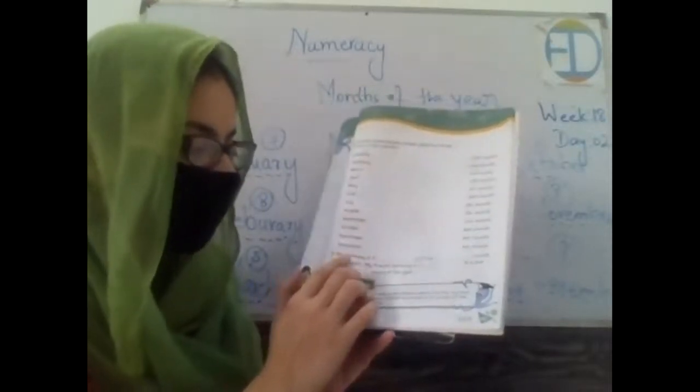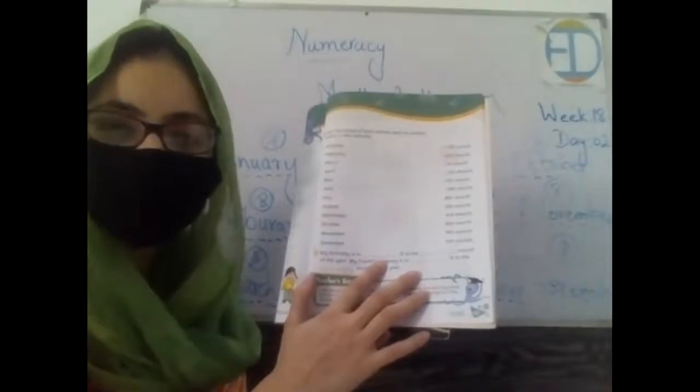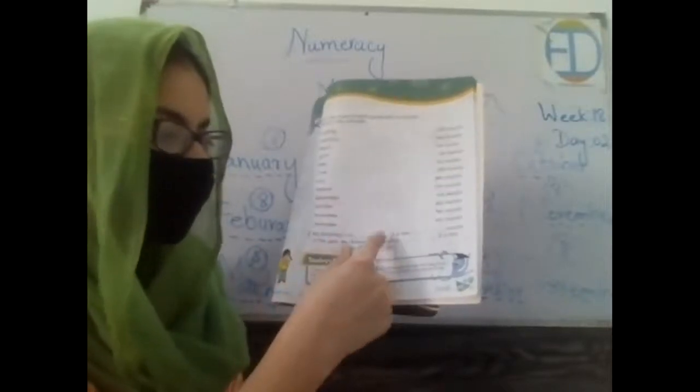Now, at the bottom of the page, there are 2 blanks that you are supposed to fill. The first one says, my birthday is in dash. Let's say my birthday is in February, so I'll be writing February over here. My birthday is in February. It is the dash month. It is the second month. I'm telling you about myself, right? Of the year. My friend's birthday is in January and it is the first month of the year, right?